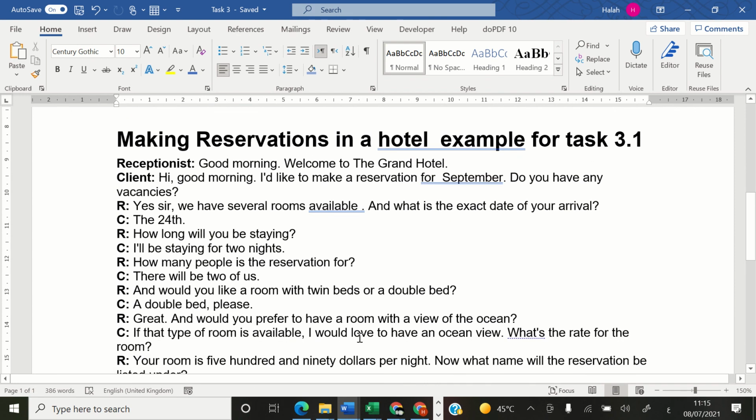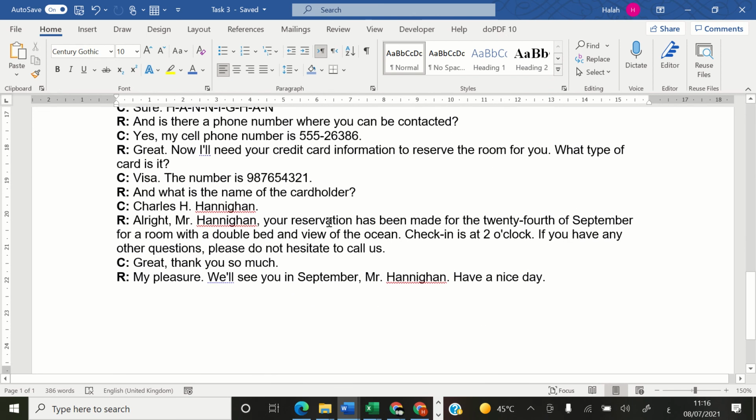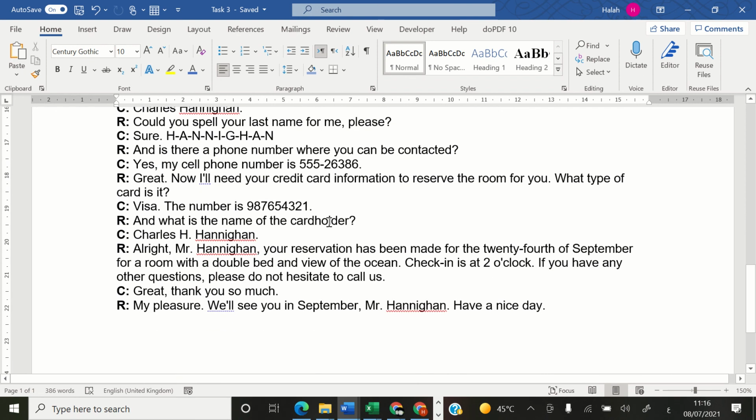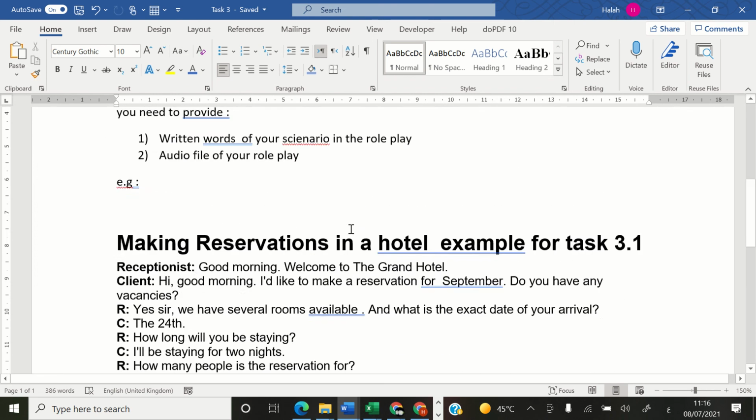So this is an example for a scenario between two people, but this is for a reservation, to make a reservation. You can say something, good morning, welcome to the Grand Hotel. Hi, good morning. I'd like to make a reservation for September. Do you have any vacancies? This is for making reservations, so it is related more to task 2, not task 3. We need a scenario here that reflects a complaint, so I will look for one and try to share it with you. But do you understand what you have to do in this task 3?